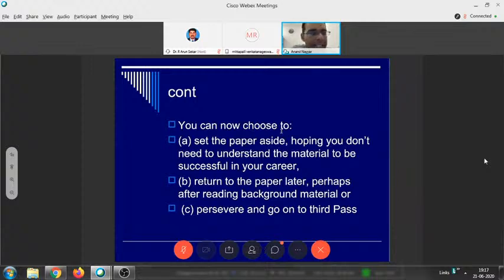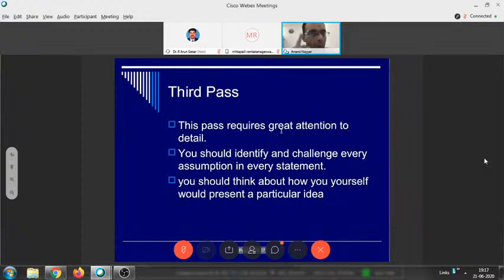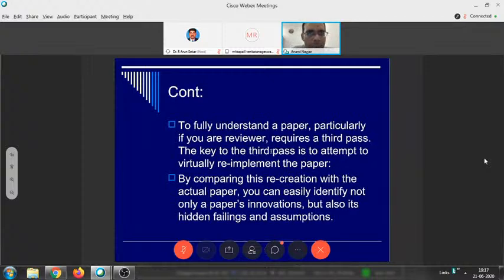Now see this, you can set aside the papers that you can understand, and read the paper again to find the background, and then go to the third pass. Now what is the third pass? Now you can understand how to read the paper. In the third pass, you only read what is being contributed by the paper. Like suppose I designed my routing protocol. You should understand what the particular idea is and how I framed that idea. The third pass is basically how you understand how the paper is implemented.